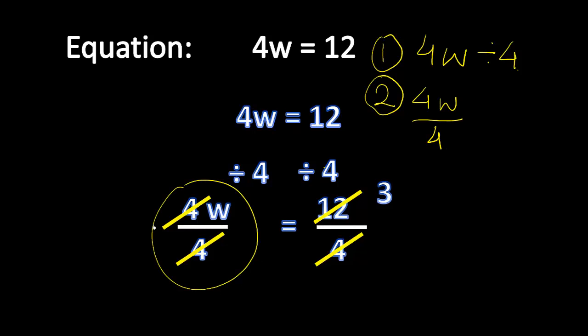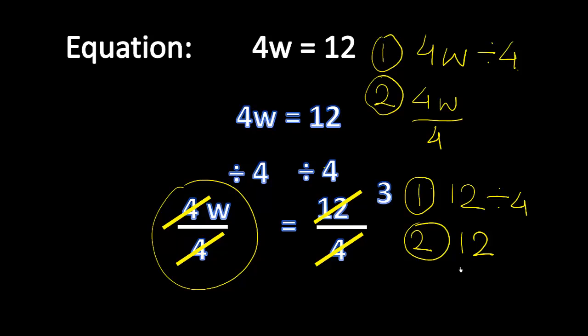Now you might be thinking what this yellow line is doing over here. Actually, we're cancelling out 4 as they're both the same number, which leaves w. And over here we have 12 by 4, 12 and 4. So the first way of writing this was 12 divided by 4, and the second is 12 by 4.